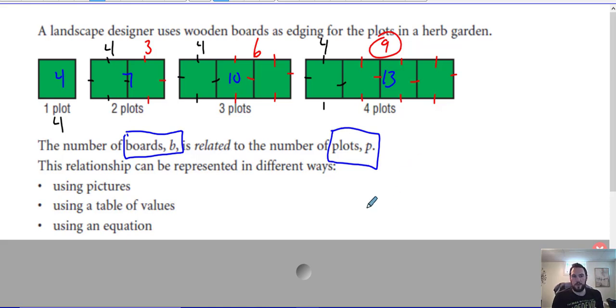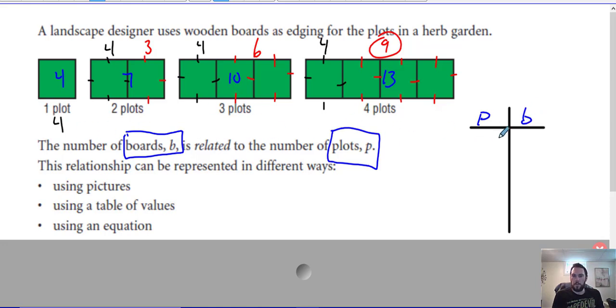And again, we'll look at what that looks like in a second, but let's quickly talk about what a table of values means. When I'm making a table of values, I'm making myself a little table that uses these variables, these things that are describing boards and plots. And actually, I'm going to switch those around, because usually we see what's called the independent and dependent variables in this order. We can talk about that in a later video, but just understand that there's a reason I put the P first and the B second.